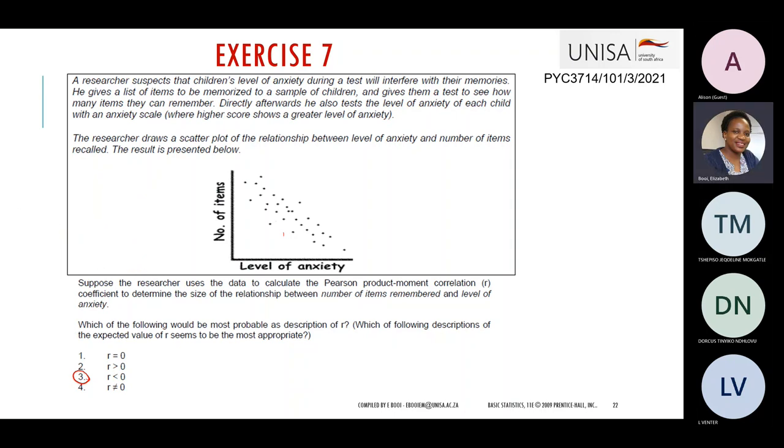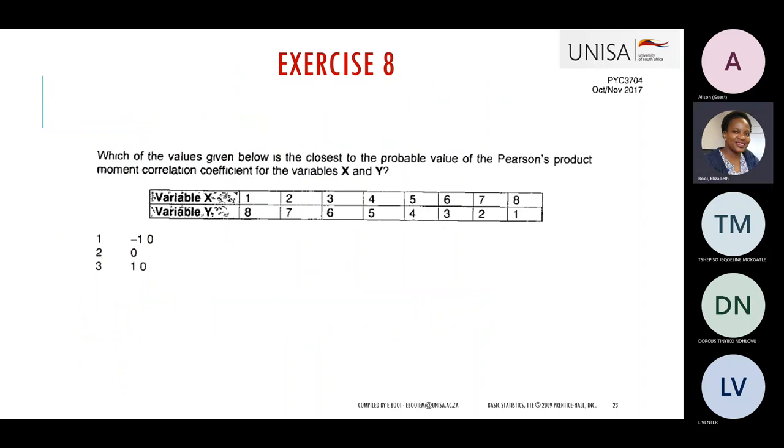Okay, moving on to exercise eight. Now, here, I said to you that you are expected not to, what did I say? Not to do any calculations, right? And they give you a table and they ask you to find which one will be the closest. So now let's see if you really need to do any calculations. Which of the following values given below is the closest to the probable value of Pearson product moment correlation coefficient for the value of X and Y?